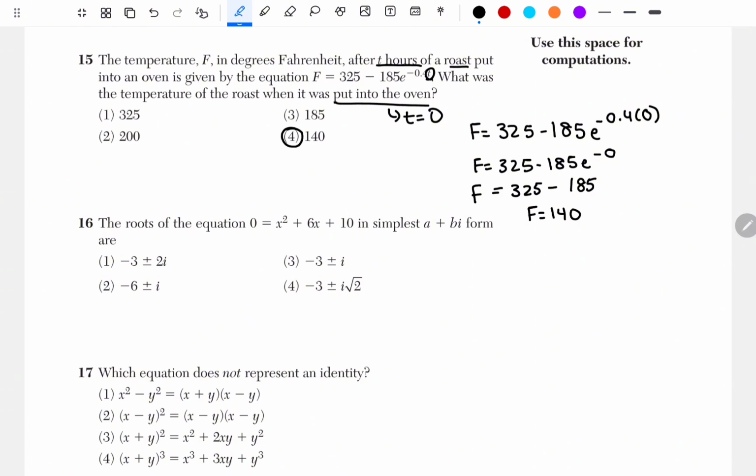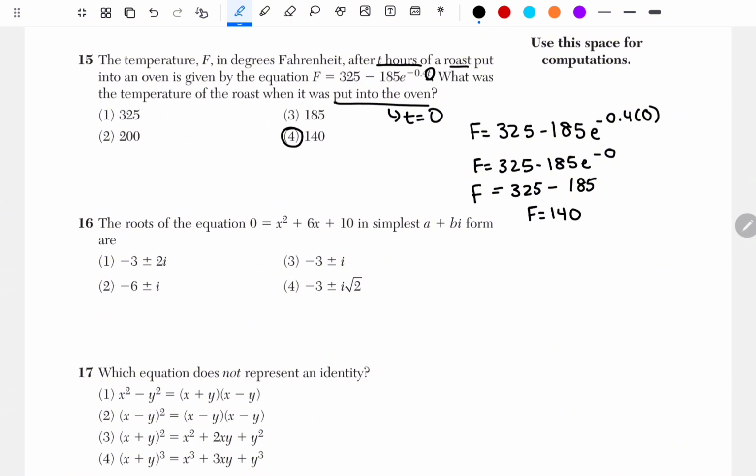Okay, so question number 16 says, the roots of the equation 0 equals x squared plus 6x plus 10 in simplest a plus bi form are. Saying that in simplest a plus bi form, we know that we're going to have imaginary roots, and therefore we want to use the quadratic formula. If you want a refresher, make sure you check my video on the quadratic formula, where I talk about using the quadratic formula with real roots and imaginary roots and the understanding of the discriminant.